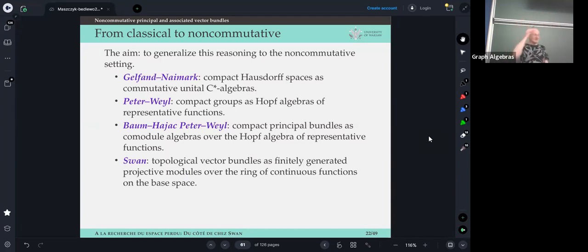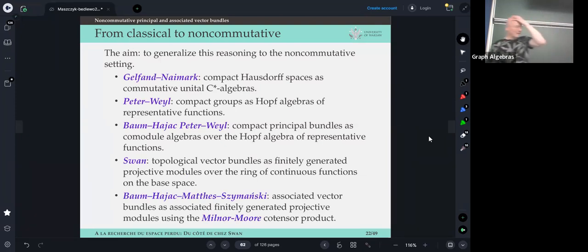Then, of course, we apply these principles to our beloved finitely generated projective modules, coming as modules of sections of topological vector bundles. Finally, we use Baum, Hajac, Matthes, Szymański, I hope everybody is honored here, saying that associated vector bundles can be regarded as associated finitely generated projective modules using the Milnor-Moore cotensor product with respect to the coaction of this Hopf algebra of representative functions.